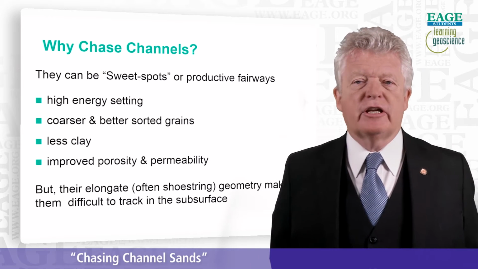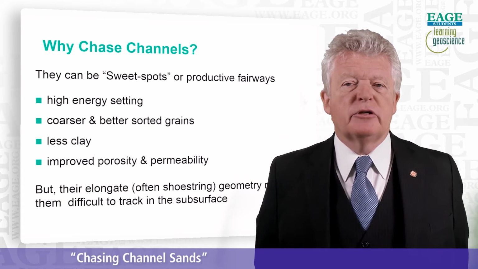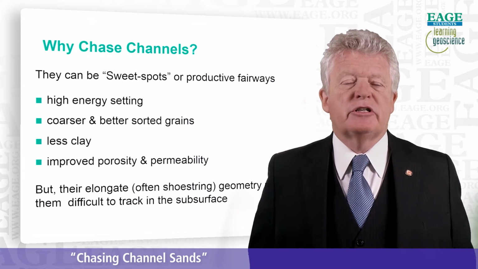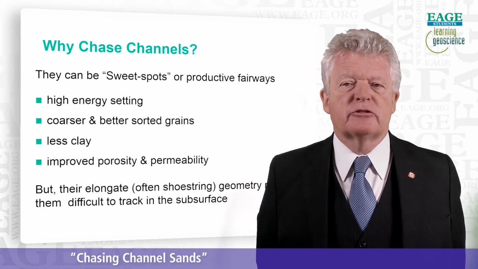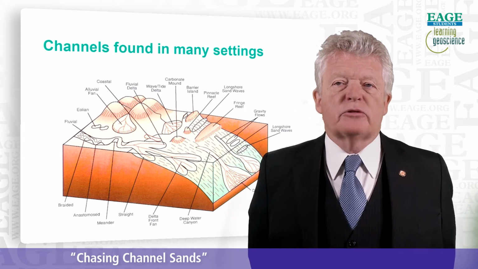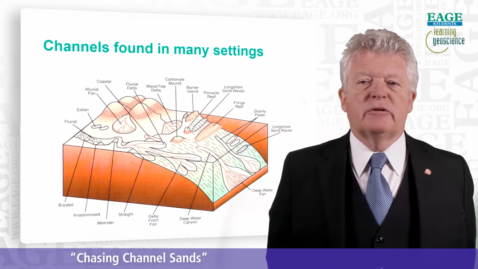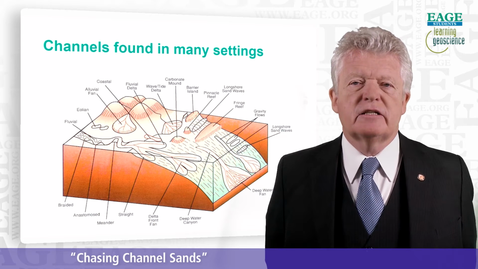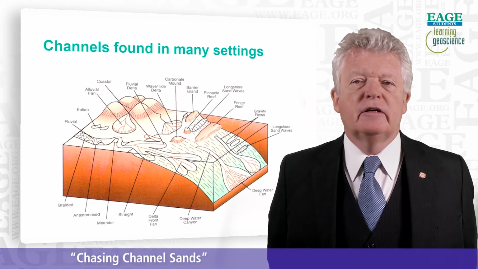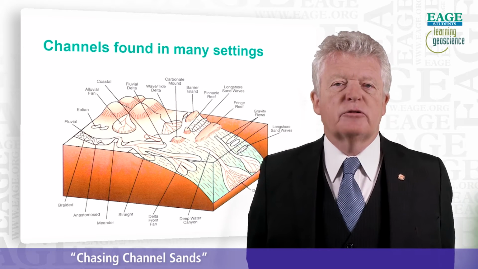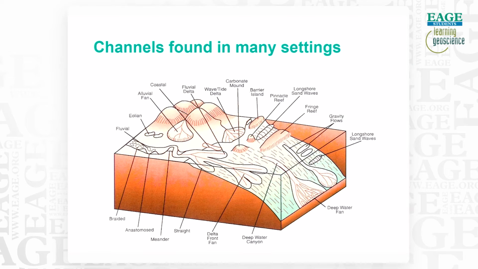However, it gets tricky when you think about their geometry, because their elongate, often shoestring geometries tend to make them a little bit difficult to track in the subsurface. We see channels in all sorts of different settings. We see them down there on the right-hand side in deep water settings. We see them on the shelf. They become very prominent in coastal and deltaic settings. And of course you get nicely developed channel sequences in fluvial and alluvial settings.